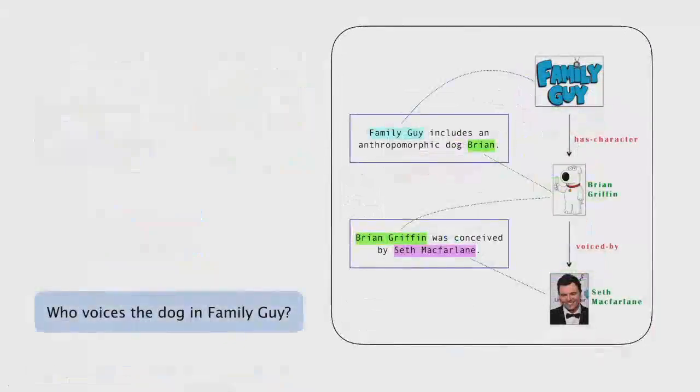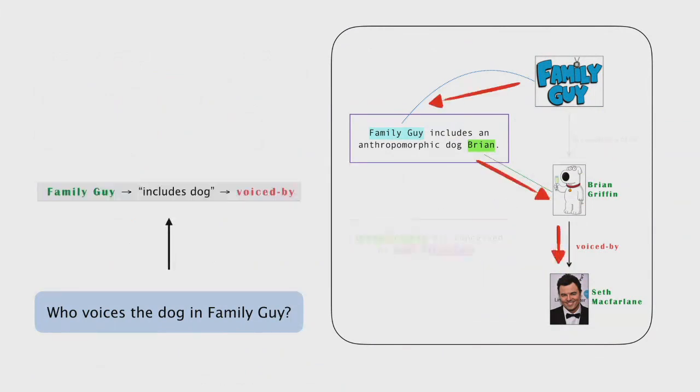So how can we do the second step of graph comprehension? Let me take a simple example. Let's say I have a question, who voices the dog in Family Guy? And my subgraph contains the node Family Guy, which is a TV show, the dog character in that show, Brian Griffin, and the voice actor who voiced that dog. Answering a question like that against this subgraph is essentially a process of identifying a path, which starts at the entity mentioned in the question, Family Guy, and follows a sequence of relations to arrive at the answer. And note that we need to use the text here because a relationship like includes dog may not be there in our knowledge base.